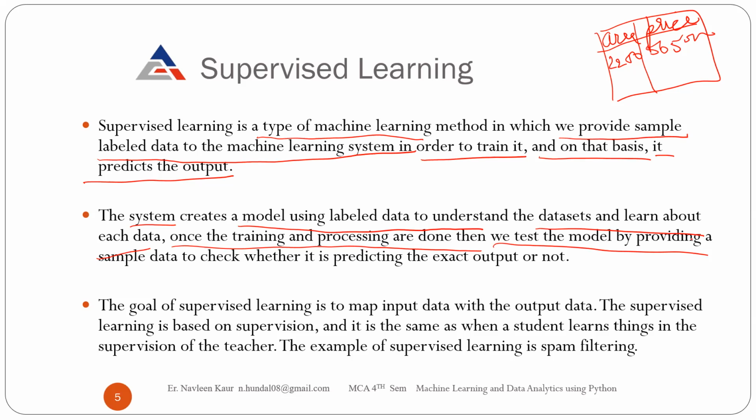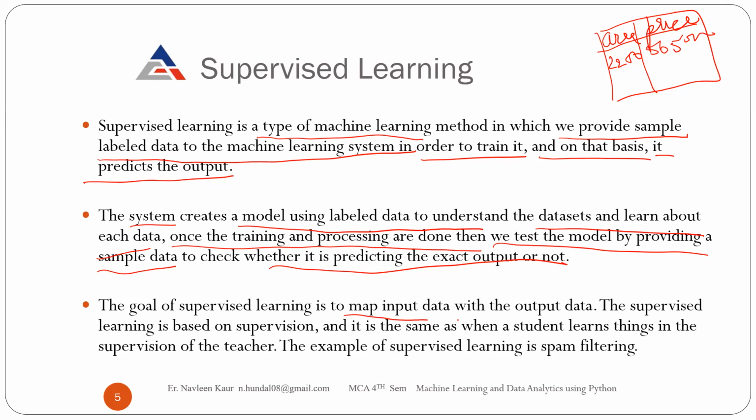We test it by giving it sample data, to check whether it is predicting the exact output or not. For example, in this class, I'm telling you what supervised learning is. So I'm training you, giving you the information. Then the next step is I will test you. How? Randomly, I will ask you questions. I will ask a question from Lakshmina, from Ravneet, from anyone. Why? Just to test whether my training is valid, whether you are learning something out of it or not. The same process we do with the machine: you provide it data, you train it, and then you test it by giving it new data and check whether it is predicting the value or not. So what is the goal of supervised learning?